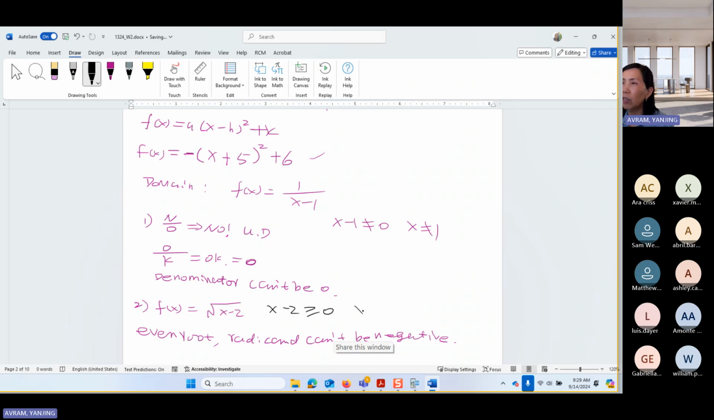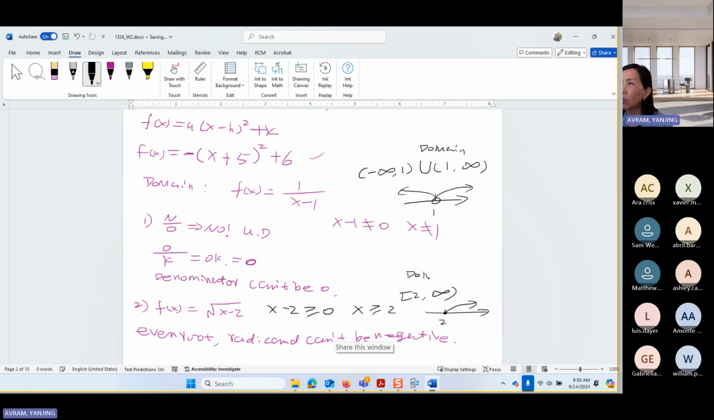So it must be greater than or equal to 0. Then solve for x, add 2 on both sides. So x must be greater than or equal to 2. If you write it in interval notation, it will be from 2 to infinity. For this one, in interval notation, I have to exclude 1, but it can be anything to the left and anything to the right. So this one will be negative infinity to 1, union 1 to infinity. So that is the domain for this one.